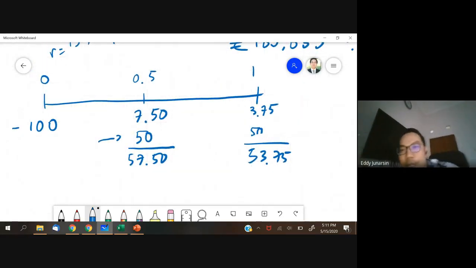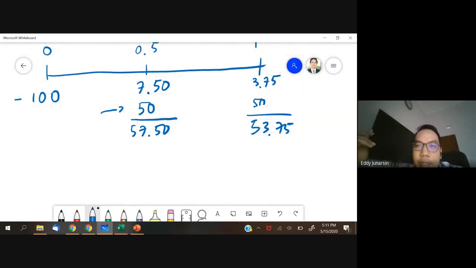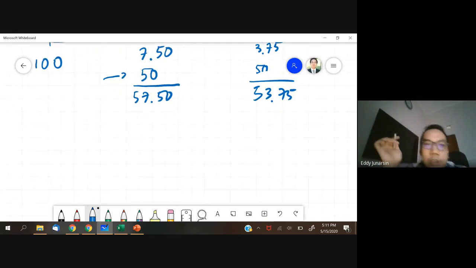Okay, so now let's calculate the duration. Again, the maturity, you know exactly that the maturity is 1 year, not a problem, right? One year is the maturity, but now we'll see the duration. Okay, so what is the duration method?